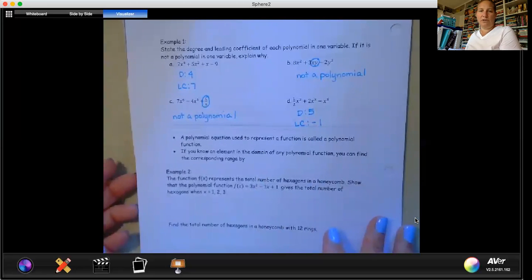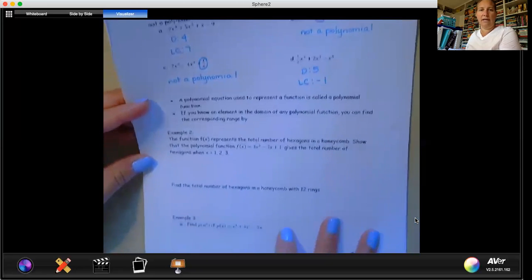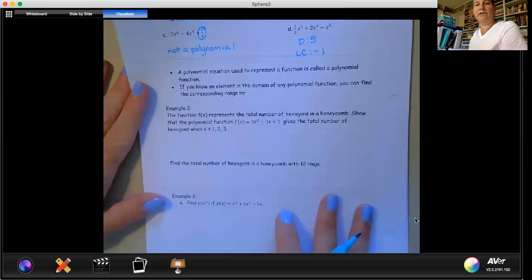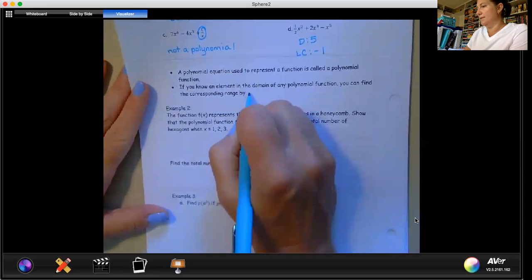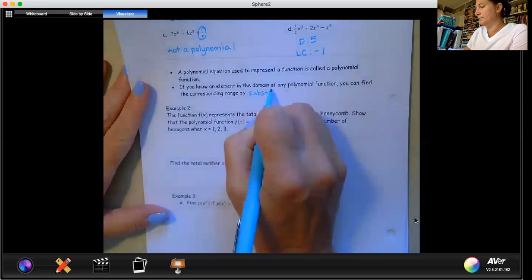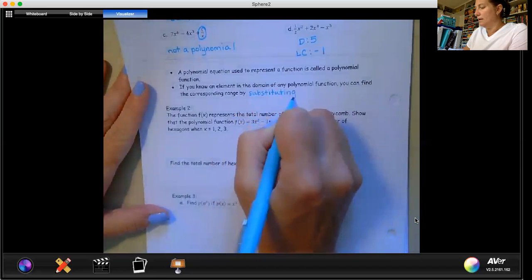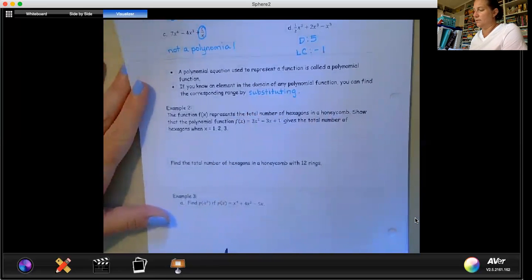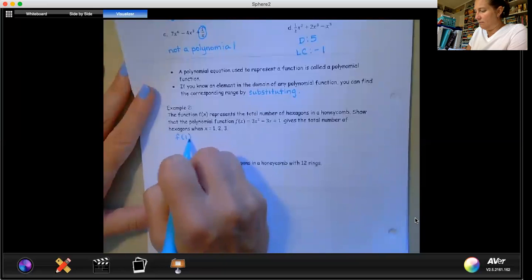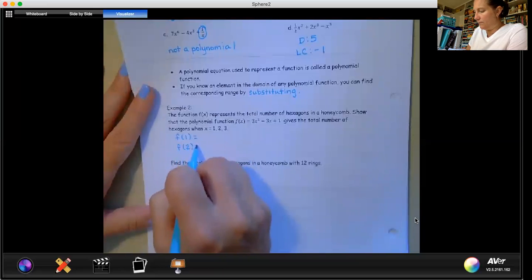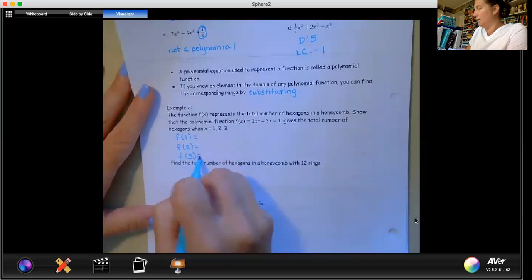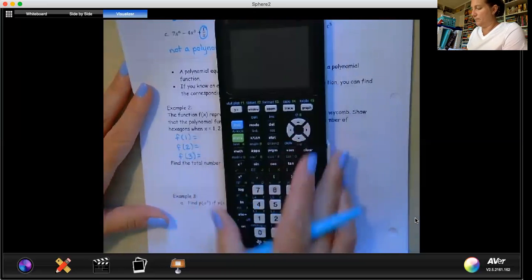A polynomial equation used to represent a function is called a polynomial function. If you know an element in the domain of any polynomial function, you can find the corresponding range by substituting. Example 2. The function f of x represents the total number of hexagons in a honeycomb. Show that the polynomial function f of x equals 3x squared minus 3x plus 1 gives the total number of hexagons when x is 1, x is 2, and x is 3. So we're going to find f of 1, f of 2, and f of 3. And we're going to practice using our store key for those.